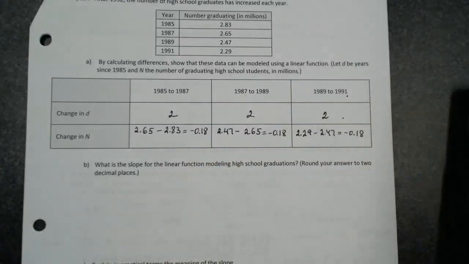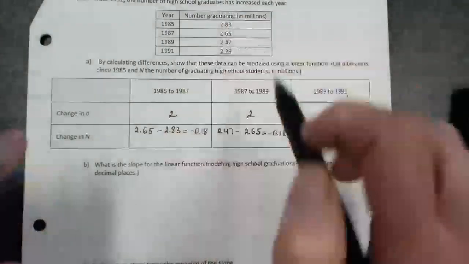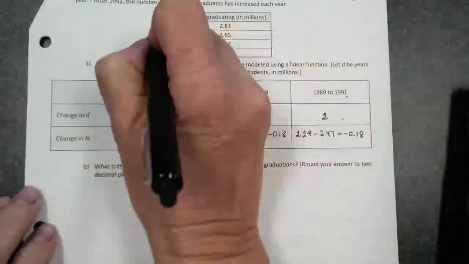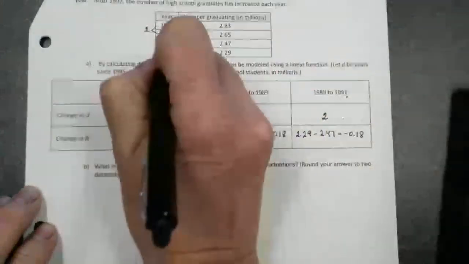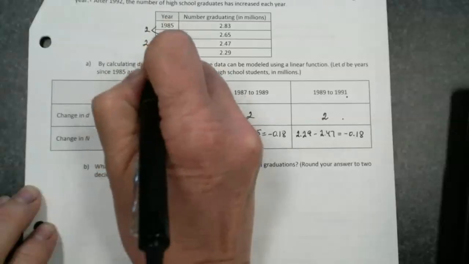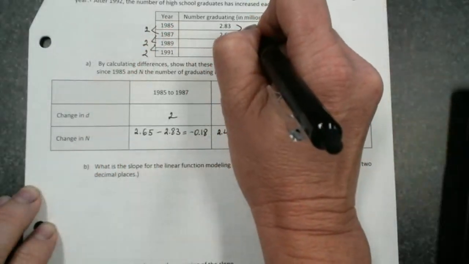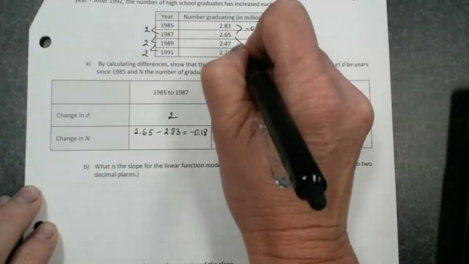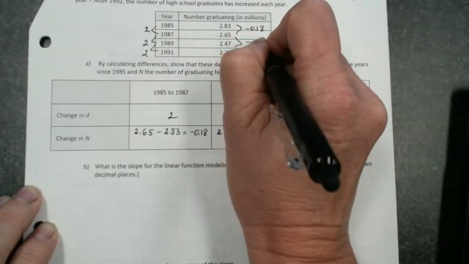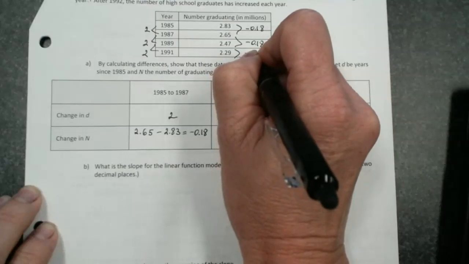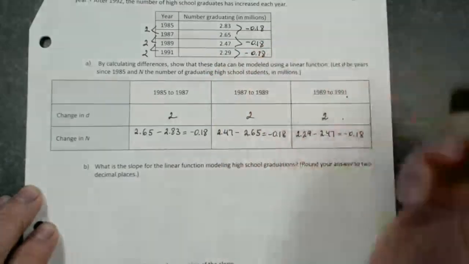Did you get the same answers? Okay, good job. So if you look on YouTube for linear models, they normally don't use this table. They normally show this way. The difference here is 2. The difference here is 2. The difference here is 2. Here is a negative 0.18. Here it's negative 0.18, and here it's negative 0.18.